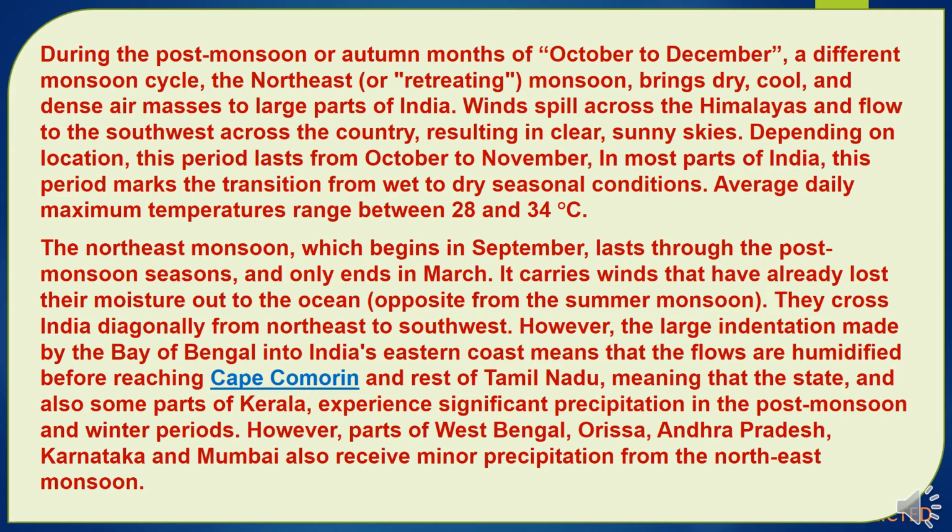However, the large indentation made by the Bay of Bengal into India's eastern coast means that the flows are humidified before reaching Cape Comorin and the rest of Tamil Nadu, meaning that the state and also parts of Kerala experience significant precipitation in the post-monsoon and winter periods. However, parts of West Bengal, Odisha, Andhra Pradesh, Karnataka and Mumbai also receive minor precipitation from the northeast monsoon.